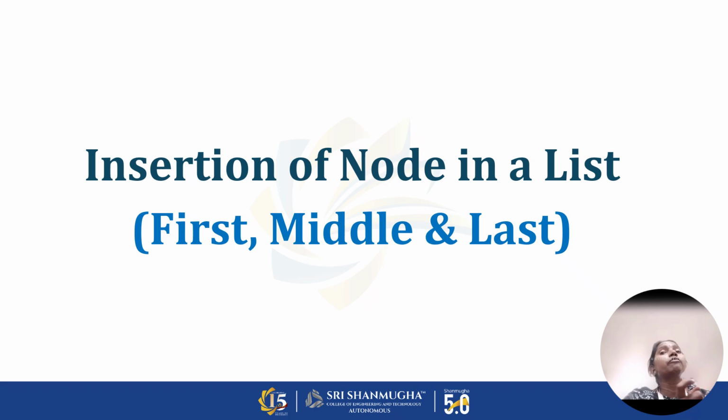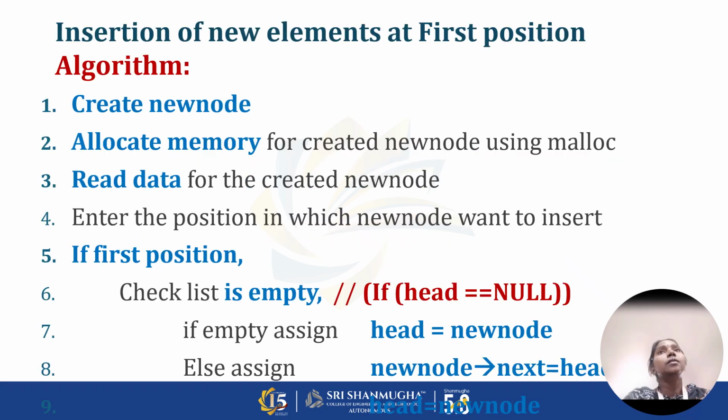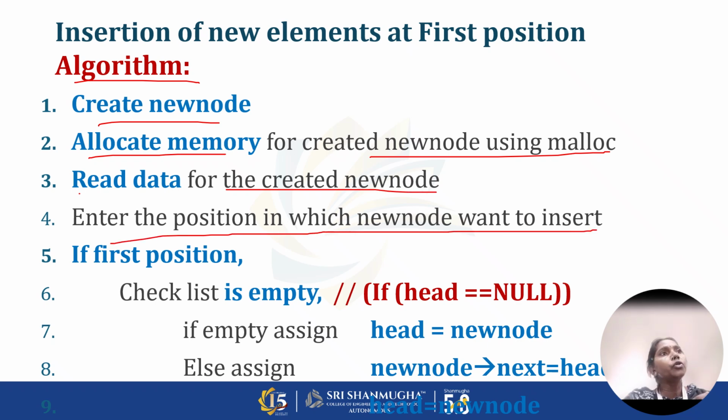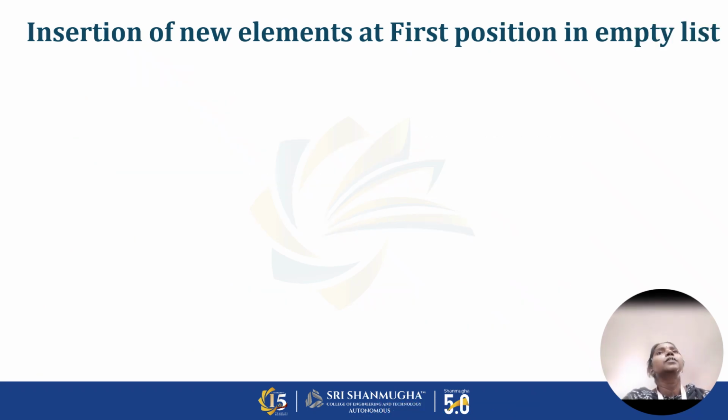Insertion of a node in a list. Algorithm: first, create a node. Next, allocate memory for the created new node using malloc. Third, read the data for the created new node and enter the position in which the new node is to be inserted. If it is the first position, check whether the list is empty. If empty, assign head equal to new node; else, assign new node next equal to head, and head is equal to new node.